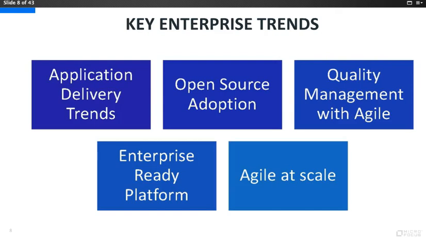So we'll talk about that and how ALM Octane fits in there. Open source is, again, gaining significant ground, starting with small agile teams, now becoming pretty much a standard in terms of just enterprise delivery. And how does ALM Octane meet that need?